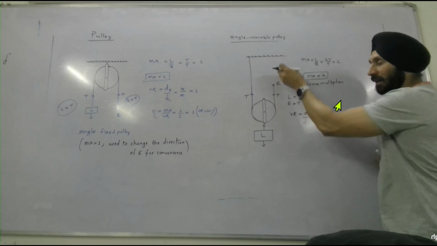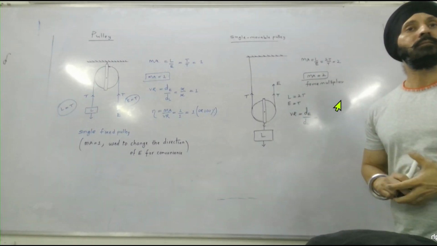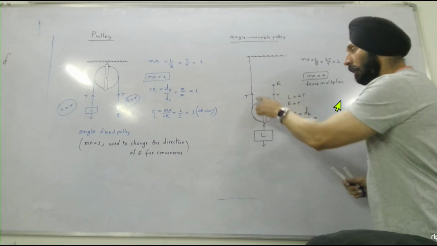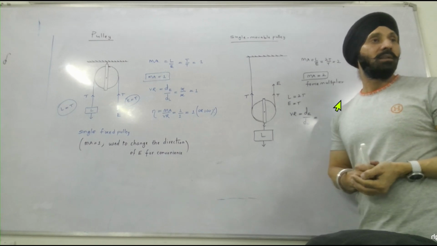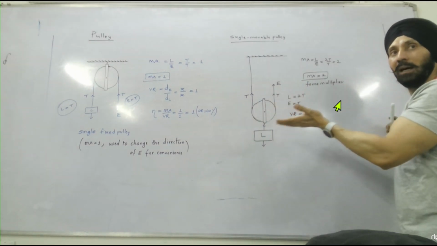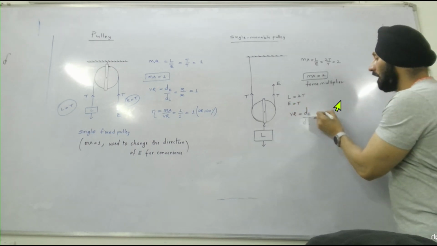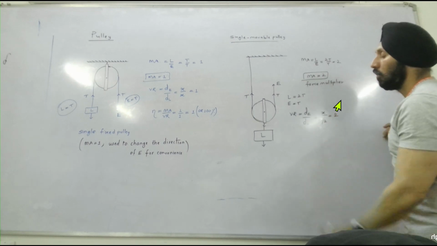If I pull this by 10 centimeters, how much will the load move? Load will move up only by 5. और 10 दो parts में divide हो जाएगा, equally 5, 5, क्योंकि दोनों साइड से खींच रहे हैं ना. समझ में आ रहा है आपको? If I pull this by 20, load will move up only by half, that is 10. If I pull this by x, load will move only by half. So velocity ratio is 2.